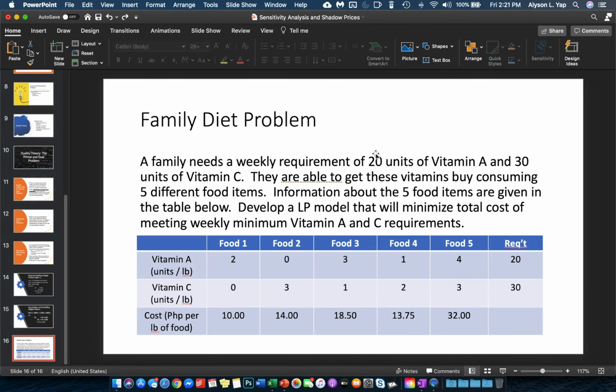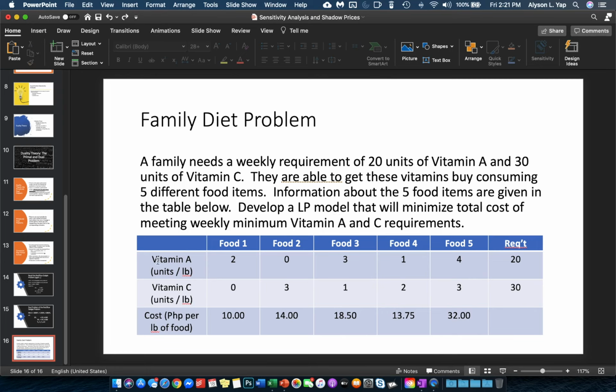We have this family diet problem. A family needs a weekly requirement of 20 units of vitamin A and 30 units of vitamin C. They are able to get these vitamins by consuming 5 different food items. Information about the 5 food items is given in the table below. And what we'd like to do is develop a linear programming model that will minimize the total cost of meeting the weekly minimum vitamin A and vitamin C requirements of the family.